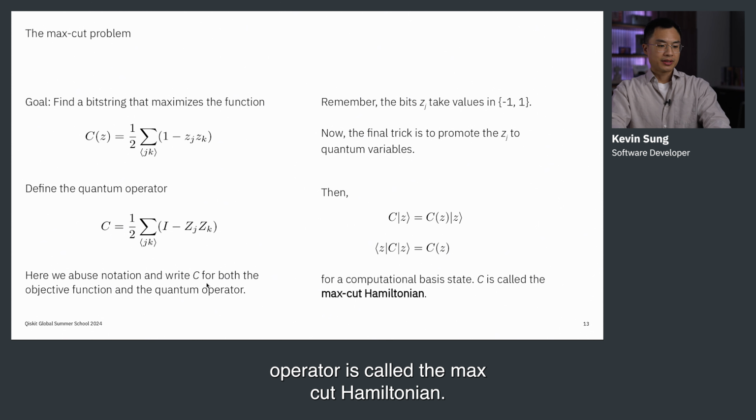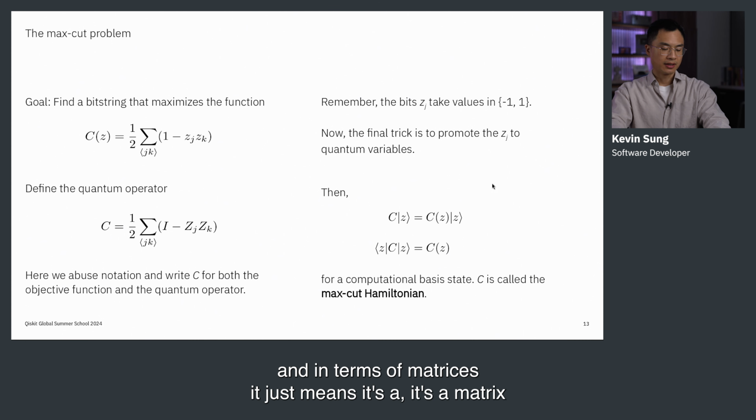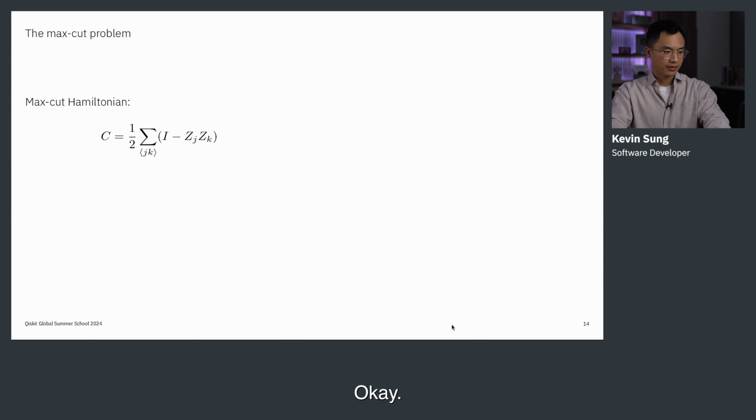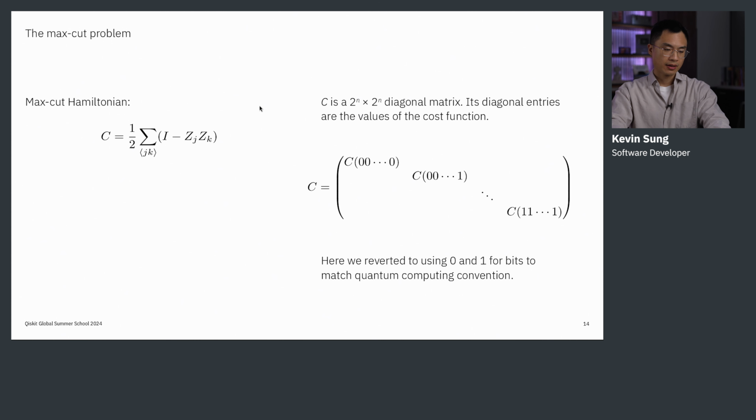And this operator is called the max cut Hamiltonian. In the context of quantum mechanics, a Hamiltonian is just a linear operator that's Hermitian. And in terms of matrices, it just means that it's a matrix whose conjugate transpose is equal to itself. Okay, so I now have the max cut Hamiltonian, which is a quantum representation of our cost function.